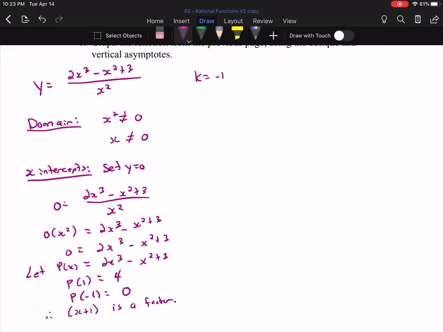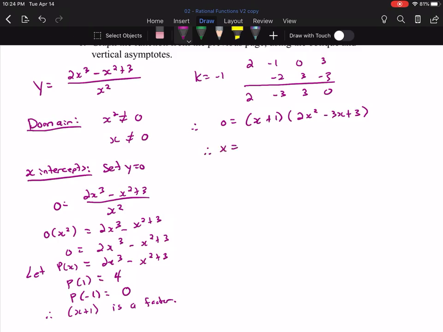Okay, so k equals negative 1, 2x cubed minus 1x squared, 0x, and 3. 2, negative 2, add those together, negative 3. 3, add those together is 3, negative 3, 0. So therefore, 0 equals, I found this first factor of x plus 1, and the second factor, 2x squared minus 3x plus 3. Oh, that doesn't factor.